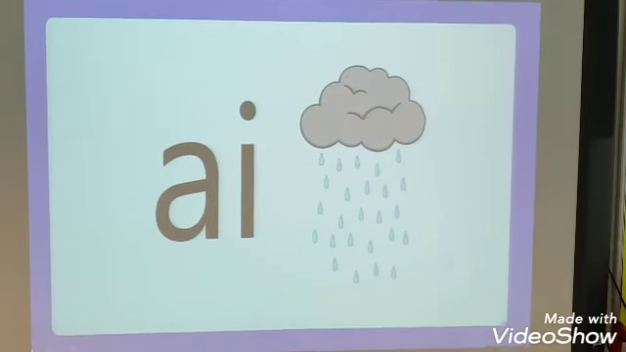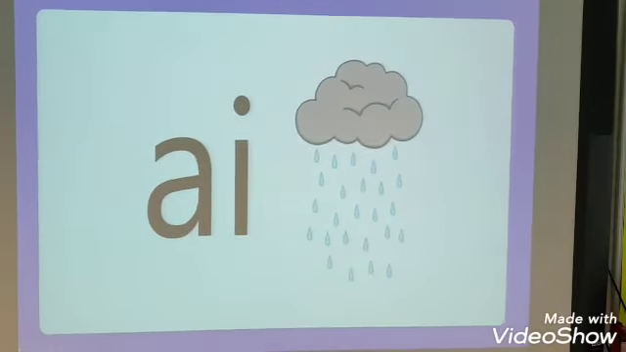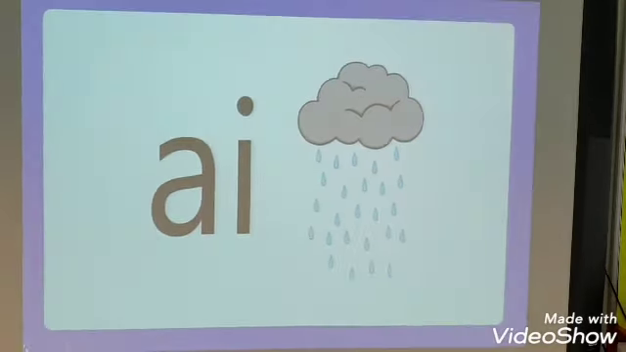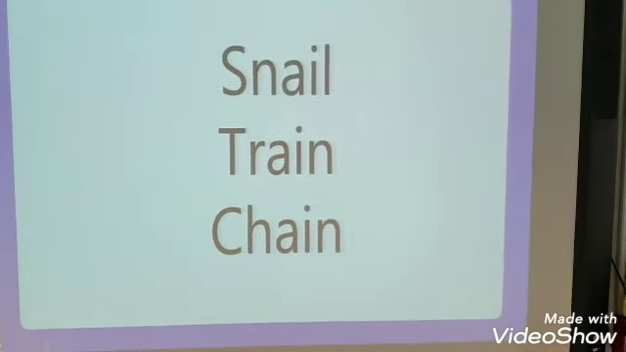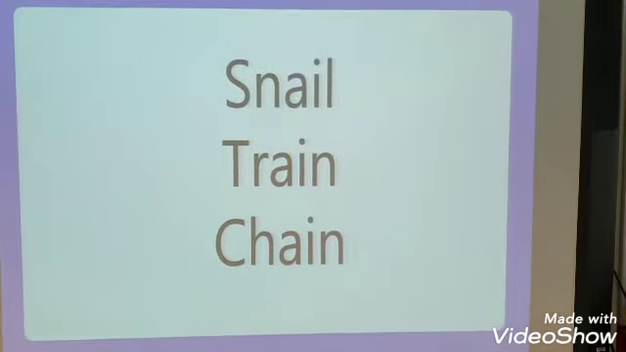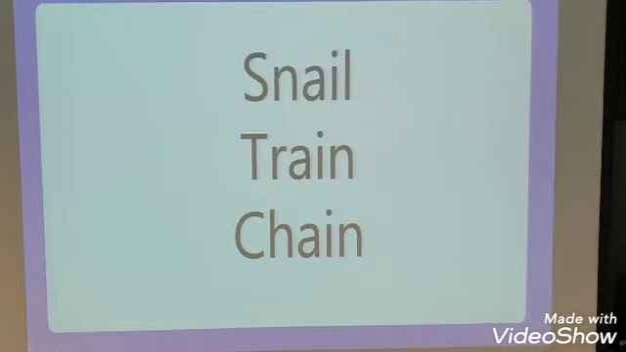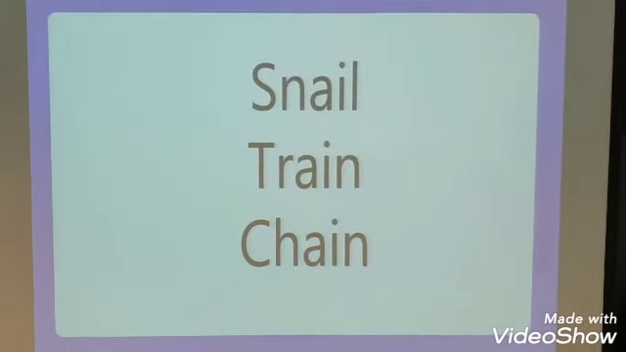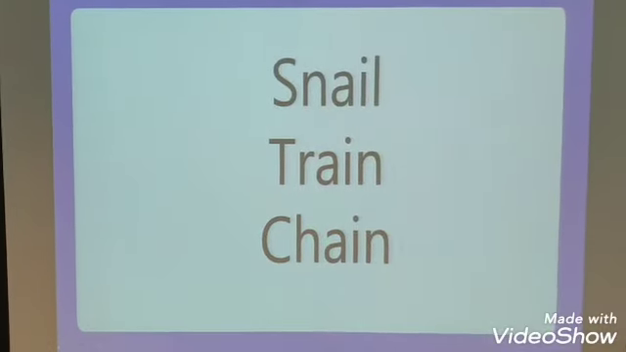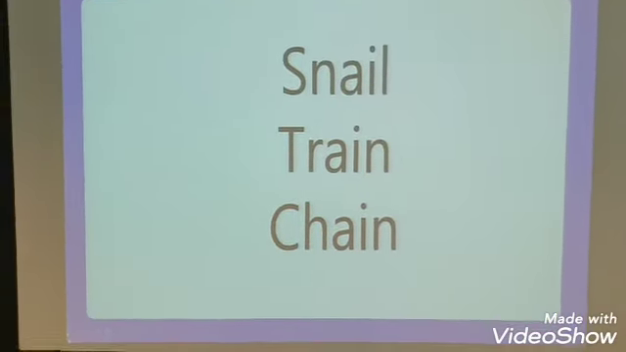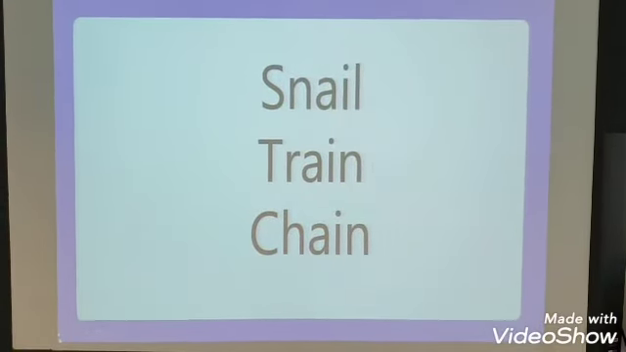Right, hopefully you've written all of those down. If you need a bit more time, pause the video so that you can write them down, and then I will show you the answers. Now, here are the words. So we have snail, and then we have train, and then we have chain, like a chain that you would wear around your neck. So have a look carefully, especially at train and chain, because sometimes we might get mixed up with those two.